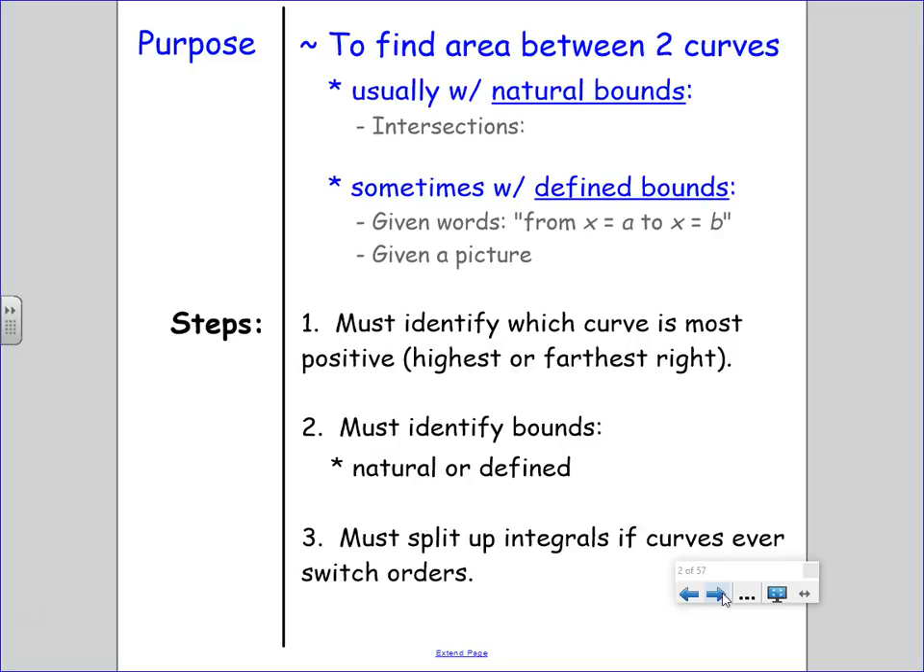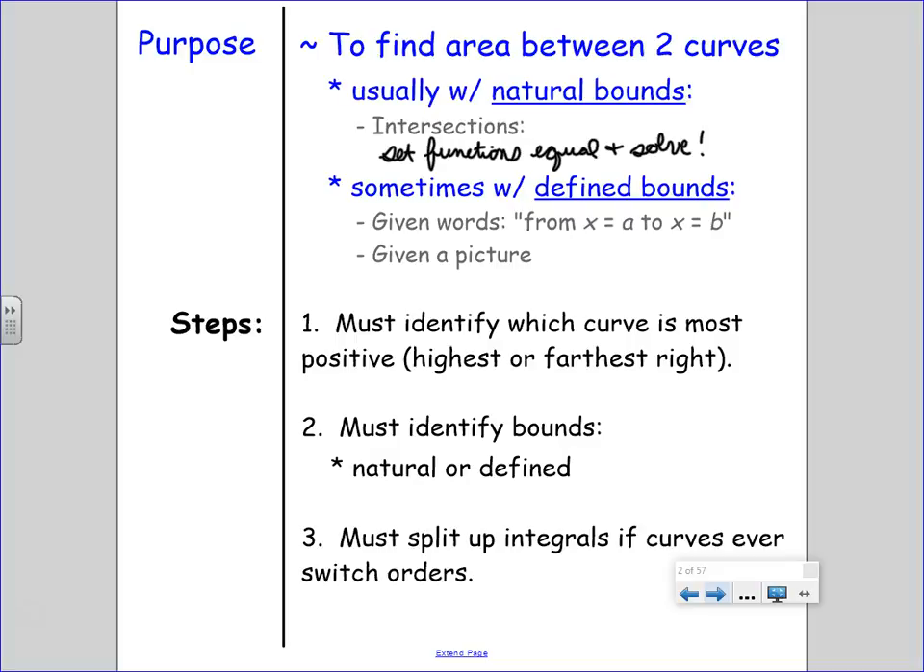Kiddos, wait. Why is intersections up there? Natural bounds are going to occur at intersections. And Corey, you already talked about it in the last example. How do we solve for intersections? Set the two equal to each other, right? Set the functions equal. Can I just say that? You guys can read it. Set functions equal and solve.